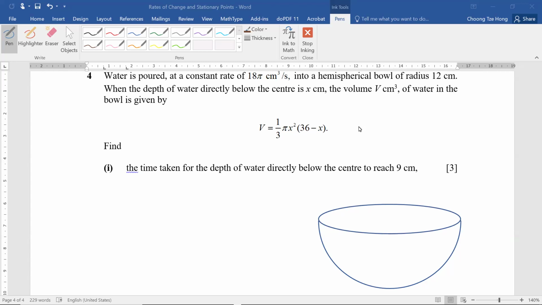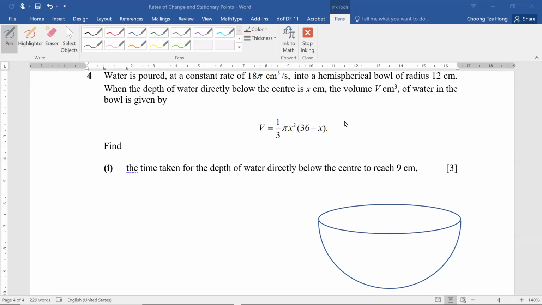They say that water is poured at a constant rate of 18 pi cm cube per second into a hemispherical bowl of radius 12 cm. When the depth of water directly below the center is x cm, the volume V cm cube of water in the bowl is given by the following formula. In part 1 of the question, they want you to find the time taken for the depth of water directly below the center to reach 9 cm.